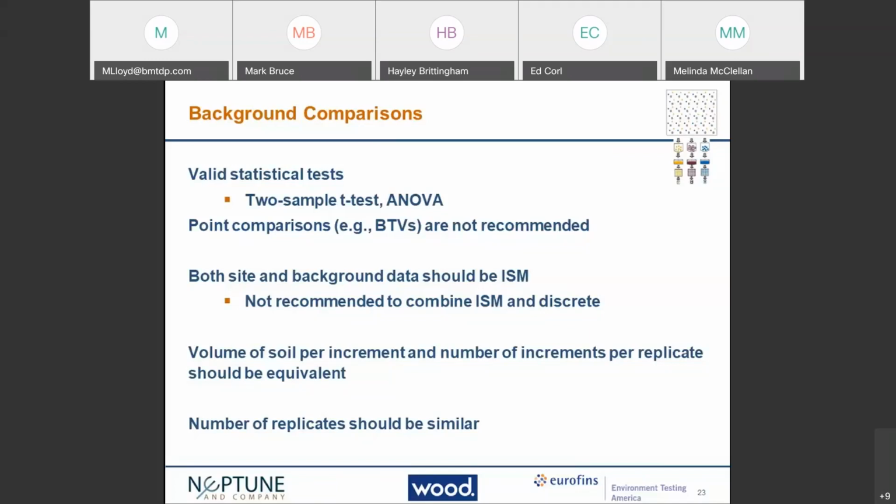Also, the volume of soil per increment and the number of increments per replicate should be equivalent between the two designs. And finally, if you really want to maximize the statistical power of your background comparisons, then the number of replicates between the designs should be similar.